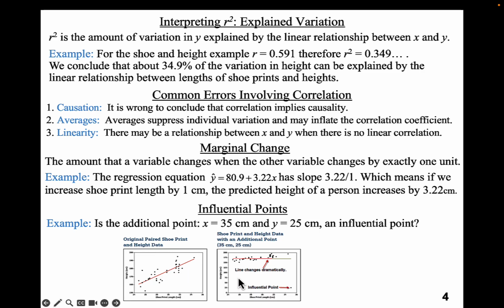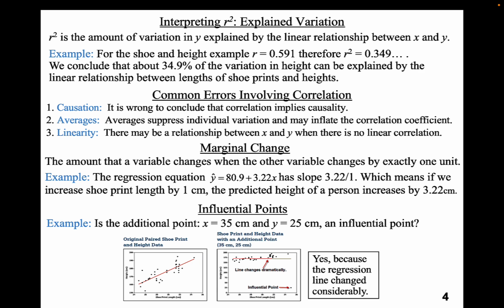And this one right here, look what happens from here to here. Adding that influential point, that new shoe print length of 35 centimeters, person at a height of 25 centimeters, look what it did to the best fit line. The line changes dramatically. So we say yes, because the regression line changed considerably. That is what makes that particular point considered an influential point.